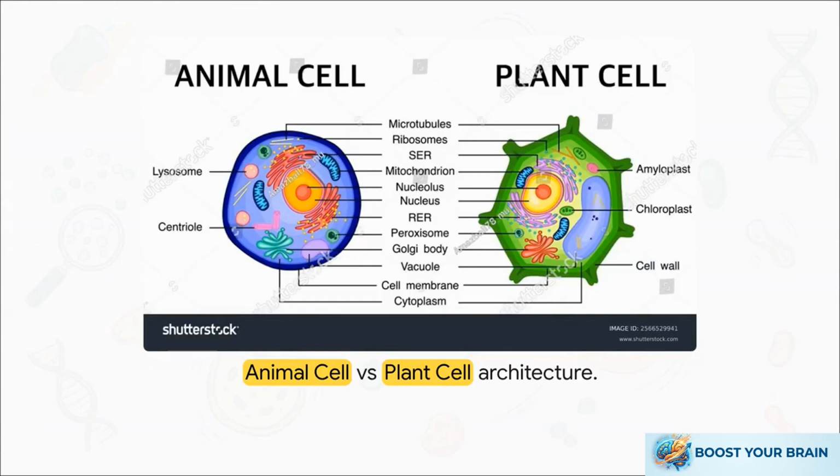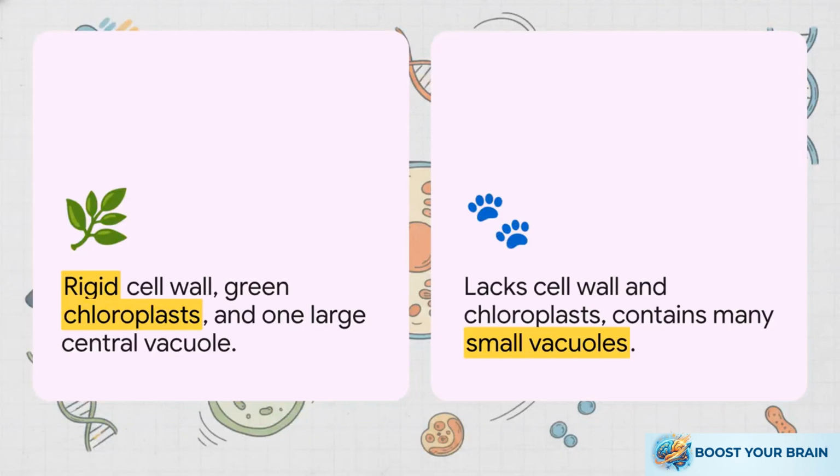Yet, right in the middle of both, they share those central features we just talked about, like the nucleus calling the shots and the mitochondria pumping out energy. Let's methodically break down exactly why they look so different. Plant cells feature a thick, rigid outer layer made of cellulose called a cell wall. This sits outside the membrane and gives them serious shape and protection against things like strong winds.